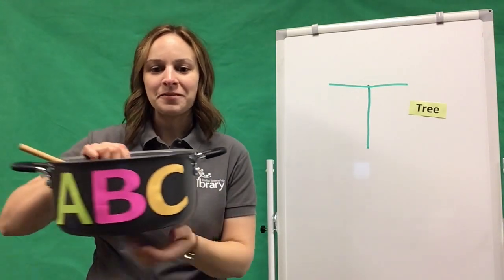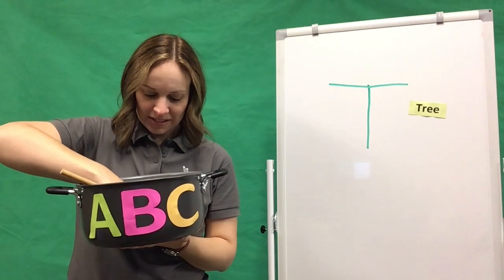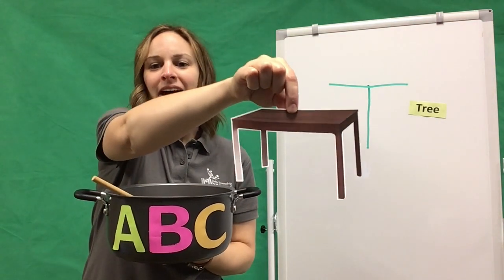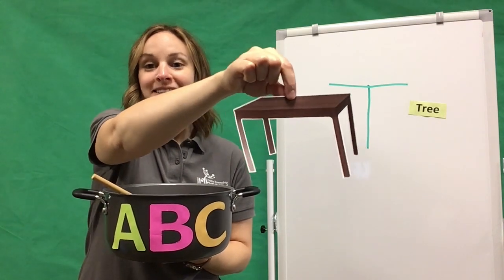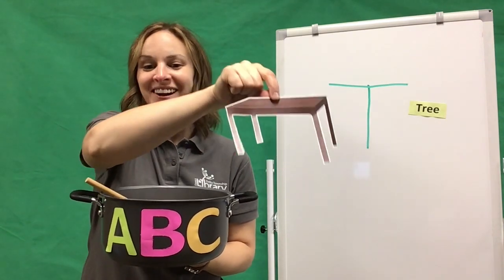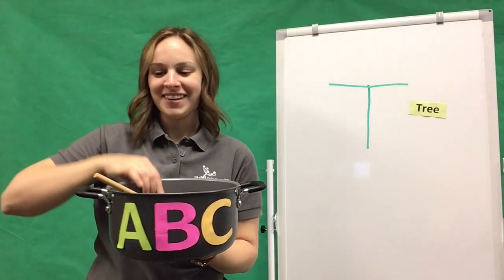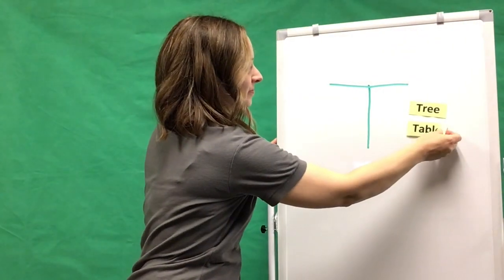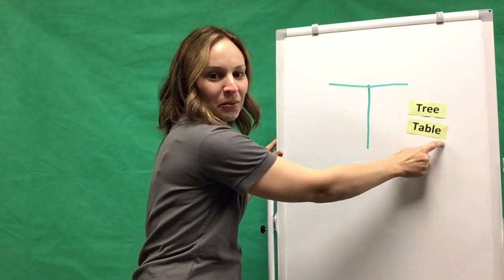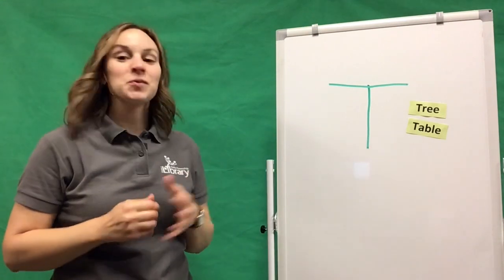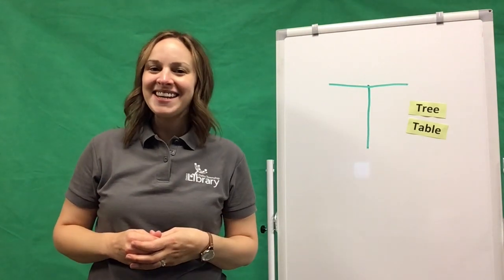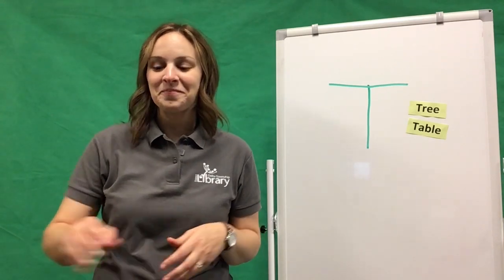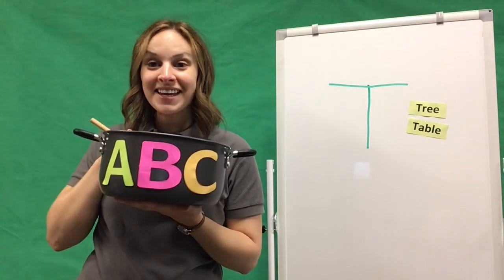What else? Oh, what's this? A table. A tiny table. Table and tiny start with T. Let's put up our word table. Table starts with T. Let's sing hooray for T today. Table starts with T.